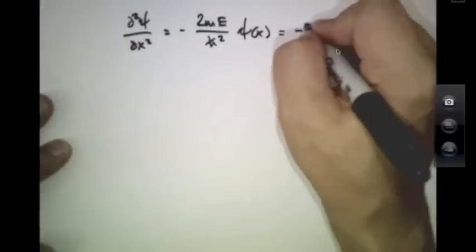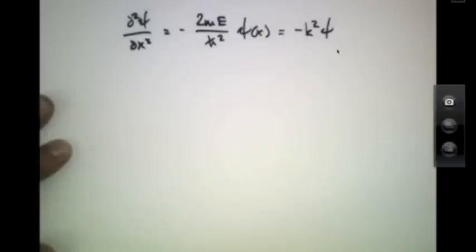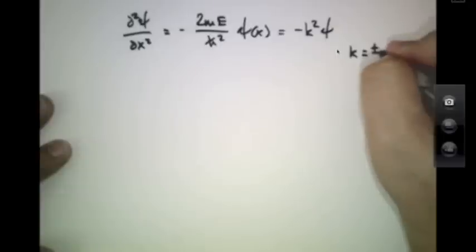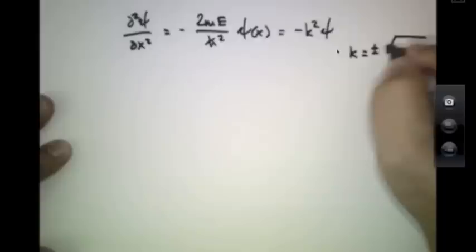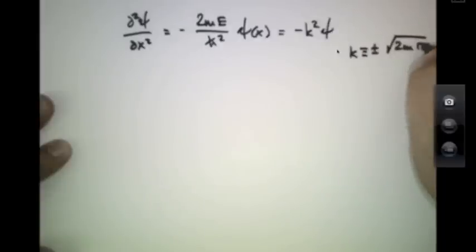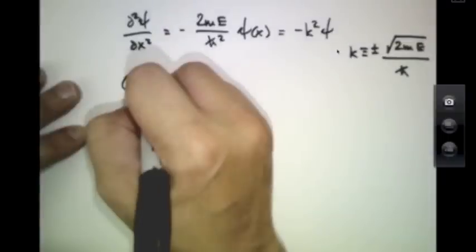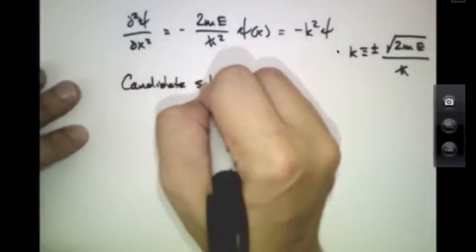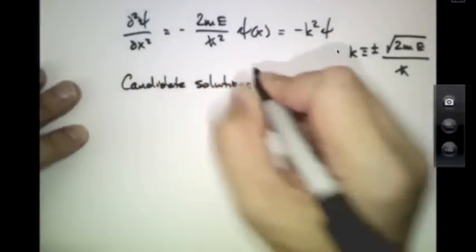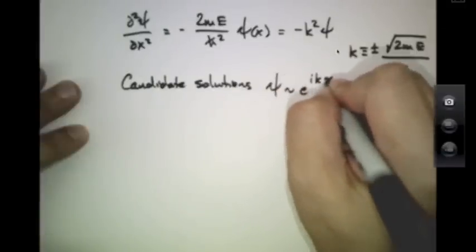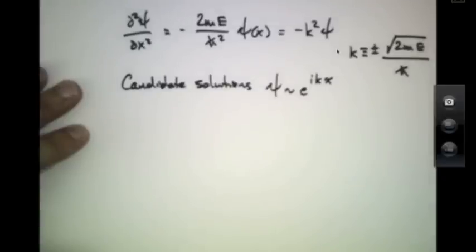I'm going to rewrite that as minus k squared psi, where k is defined to be the square root of 2mE over h bar. Now the candidate solutions will look something like traveling waves, e to the i kx.